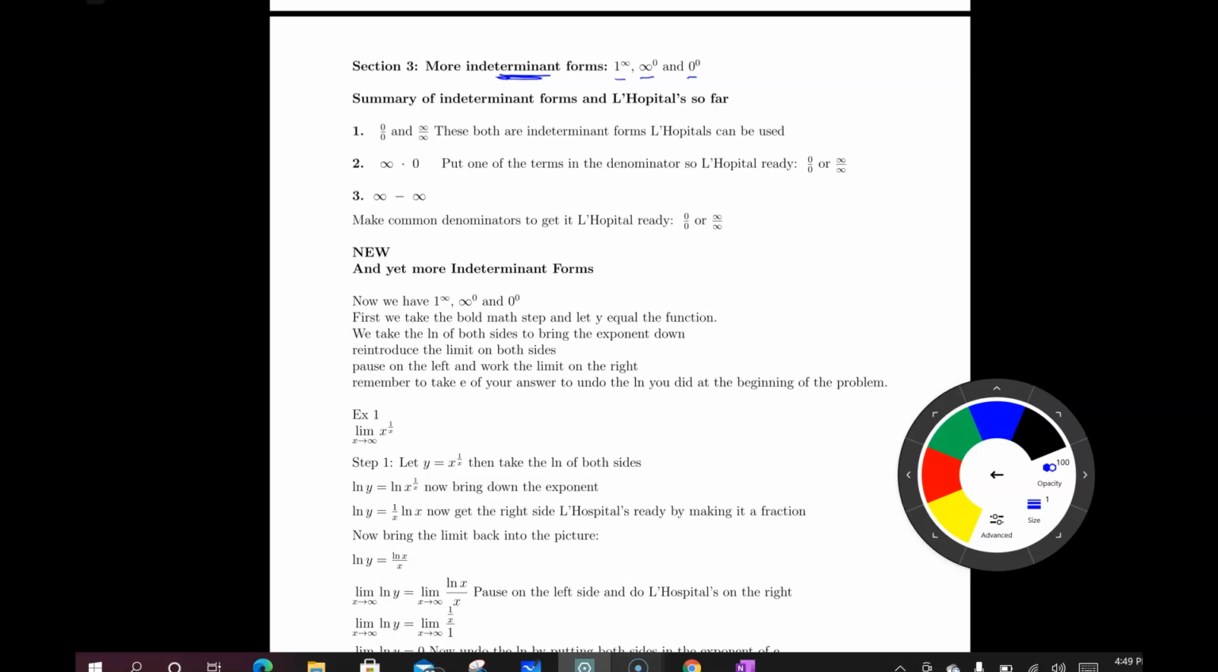We have to get them into a place where we can use L'Hopital's. So L'Hopital's, we know, can only be done on these two forms. We know that when we have 0 times infinity, or infinity times 0, we put it into a fraction so that I can use L'Hopital's. We make common denominators for this so that I can use L'Hopital's. So these, we're going to do a very similar thing. We're going to get it to a form where I can use L'Hopital.